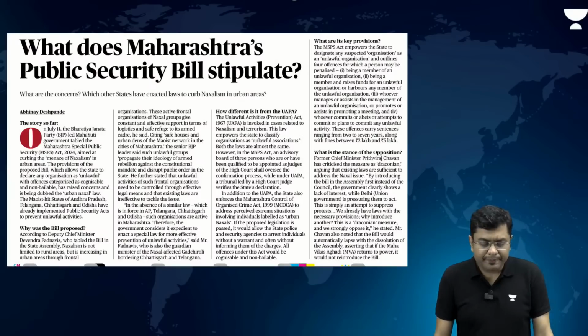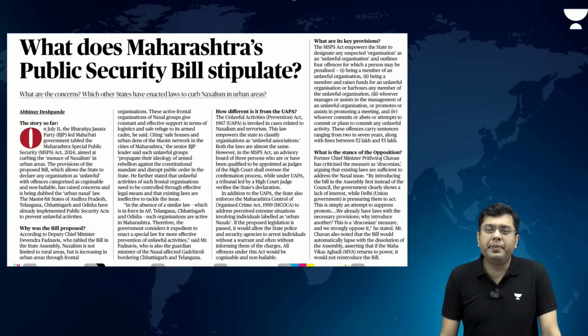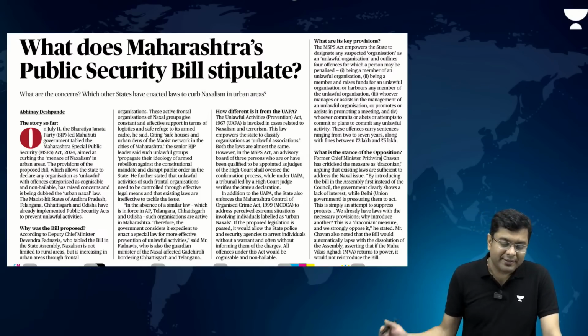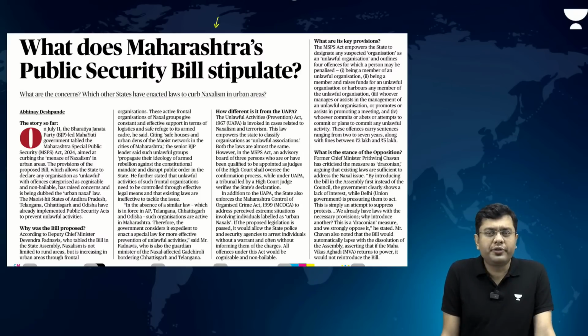Okay? Now, what does Maharashtra's public security bill stipulate? The Maharashtra cabinet and the Maharashtra government have passed a bill, and that is the public security bill. Now, there is a lot of criticism leveled against the government that this is a draconian law and will curb dissent, and so on. The argument on the side of the government has been that this is to fight urban Naxalism.